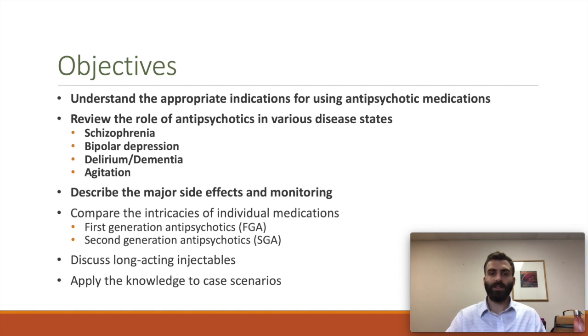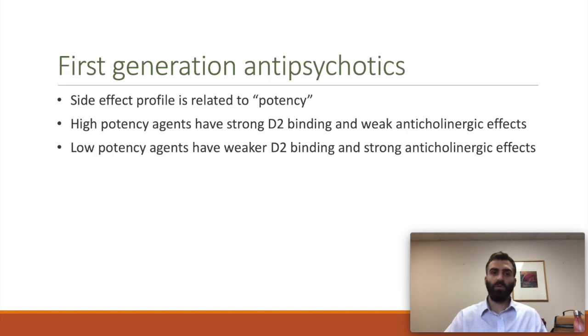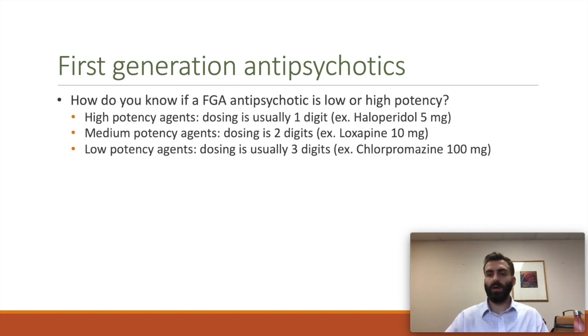Okay, so now let's go into some of the individual medications. We'll group the first generation antipsychotics together, and then we'll go into the second generations one by one. So the first generation antipsychotics, the side effect is related to potency. So high potency agents block D2 strongly, have weak anticholinergic effects, but then low potency agents have weaker D2 binding and strong anticholinergic effects. So it's kind of like you choose one or choose the other, but you'll get the opposite effect.